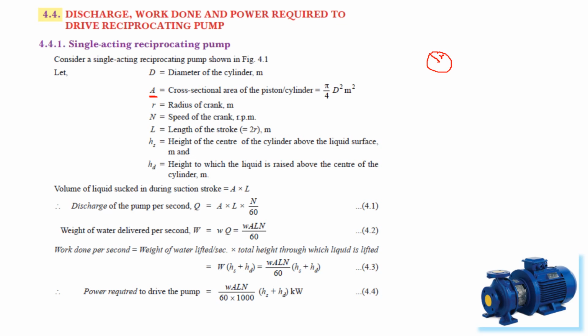To calculate the stroke length, it is 2 times R, the diameter of this circle. H is the height of the cylinder from the liquid surface, in meters, and HD is the height of the liquid rise above the center of the cylinder.